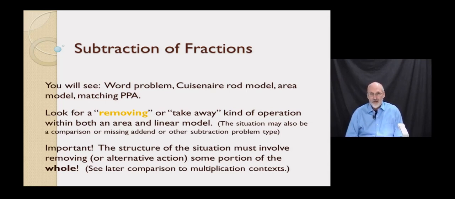You're going to look for a removing or a takeaway kind of thing, even though there are other kinds of subtraction situations. There's missing addend and comparison kinds of things that you can do. And in fact, some of the Cuisenaire rod models look more like comparison than they do takeaway. But we're just going to focus on takeaway kind of situations just to get us started.